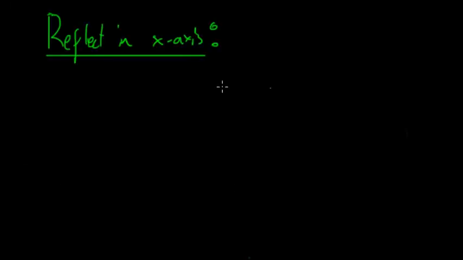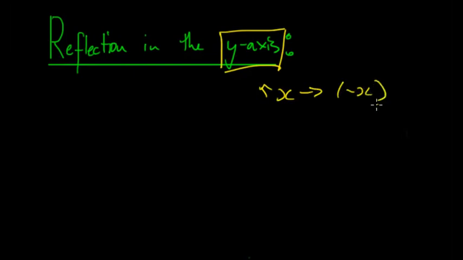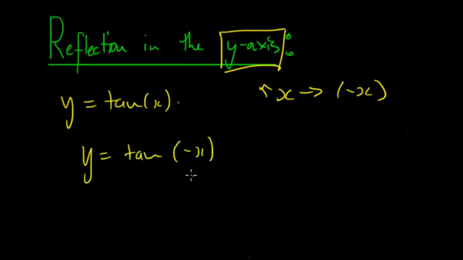So finally, what about if we're reflecting in the y-axis? Sorry about that, I mean reflection in the y-axis. So we just looked at reflection in the x-axis, but now we're looking at reflection in the y-axis. So that means we have to replace x with negative x. So that means if we originally had y equals tan x, we're now going to get y is equal to tan negative x.